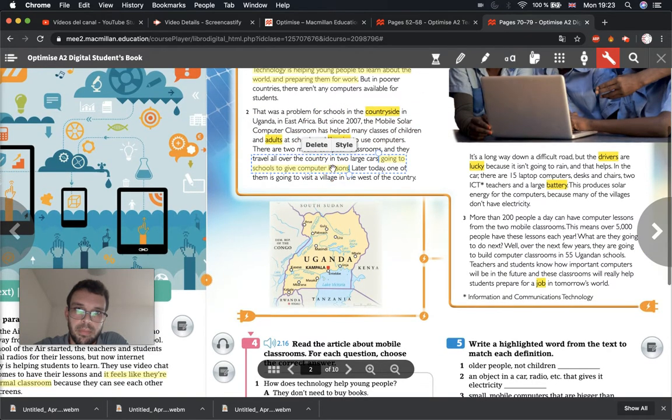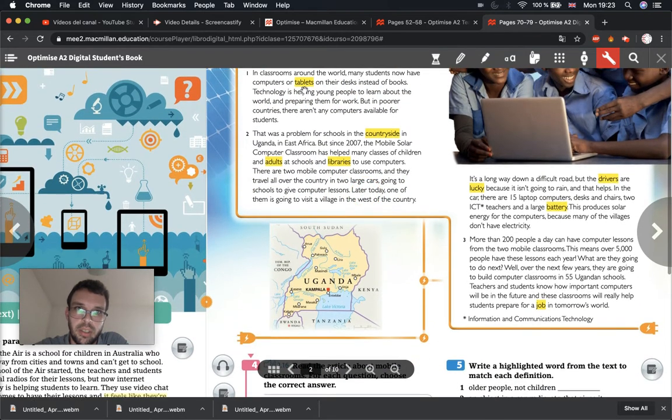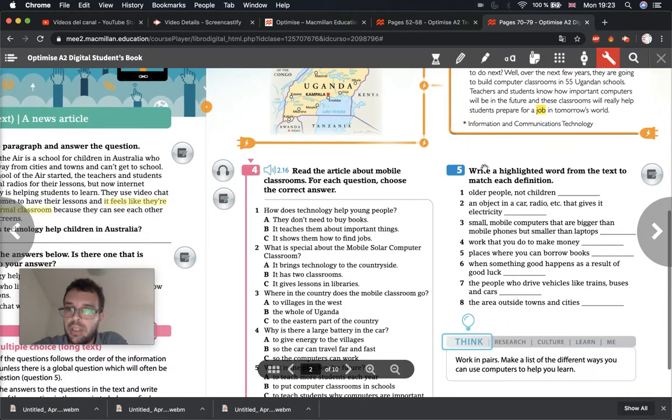Okay, so you can see the highlighted words. Here are all the highlighted words. All right, so tablets, countryside, adults, libraries, lucky, drivers, battery, and job. Okay, now we can do this all together.